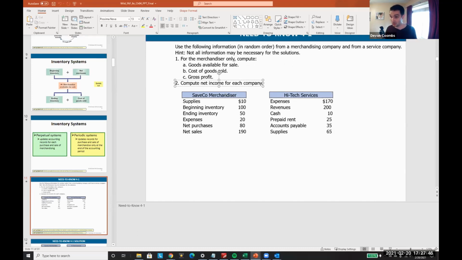So let me show you how to do this in Google Sheets. And that way it's easier than just using your calculator. And you're allowed to use Google Sheets when you're taking your exams. I'm completely okay with that.